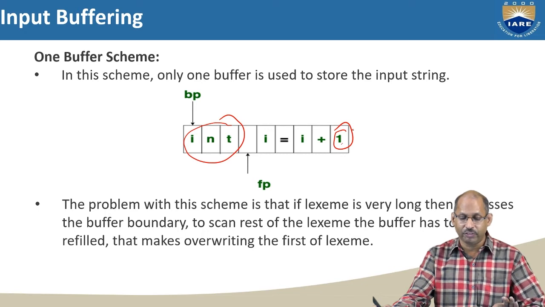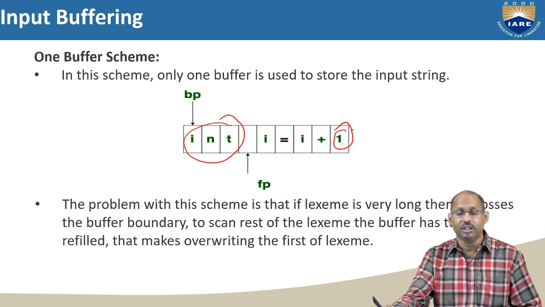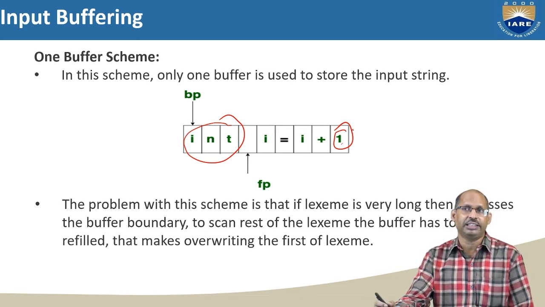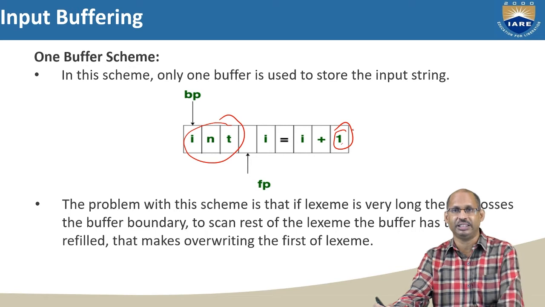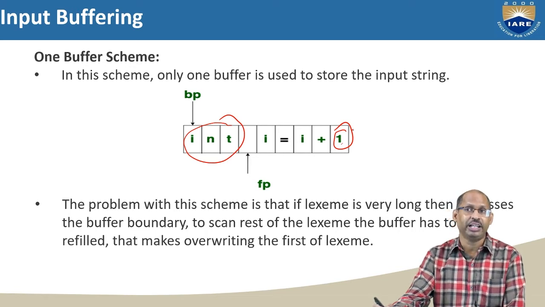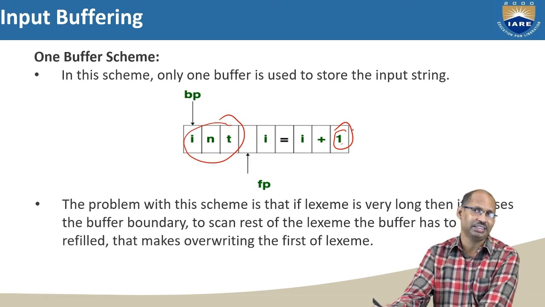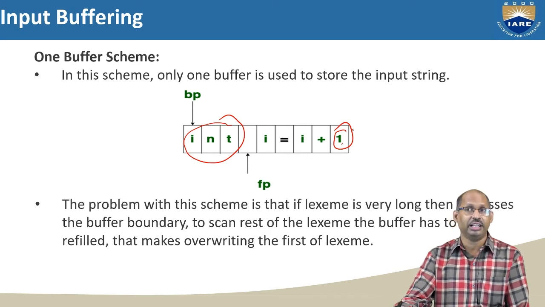The problem with this scheme is that if a lexeme is very long and crosses the buffer boundary, the buffer has to be refilled to scan the rest of the lexeme. This overwrites the first part of the lexeme, so some data is missing before generating the proper tokens.